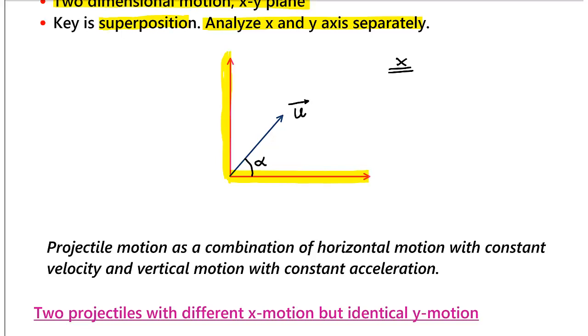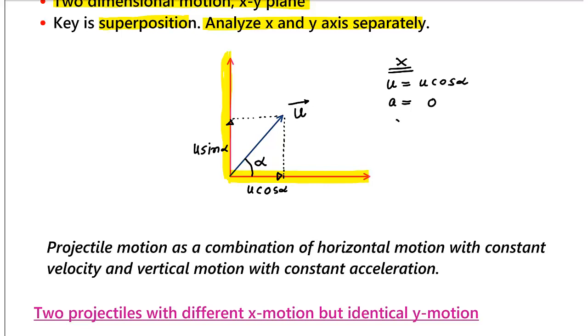So if I want to apply for x direction, what is the initial velocity in this case in the x direction? I have to take component of u. So this is u vector, and then this vector will be u cos alpha, and this vector will be u sin alpha. So this velocity can be decomposed with u sin alpha and u cos alpha. So initial velocity in this case in the x direction is simply u cos alpha. What is acceleration in the x direction? In this case there is no acceleration.